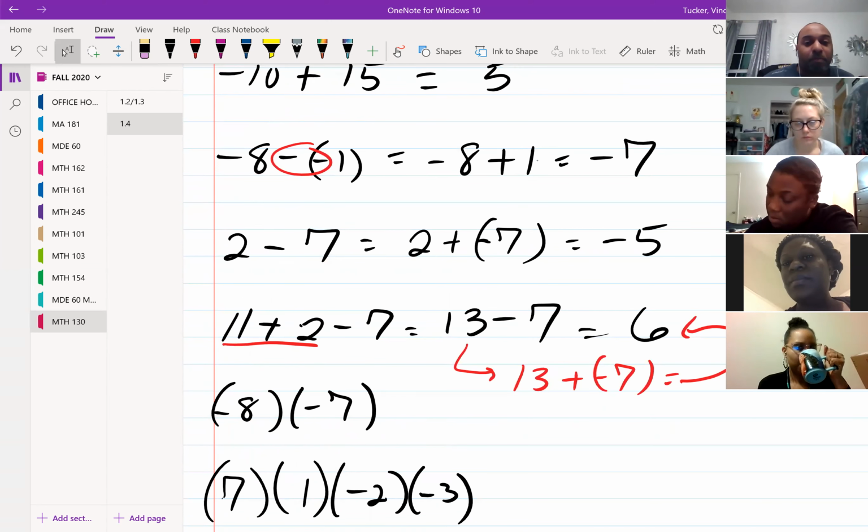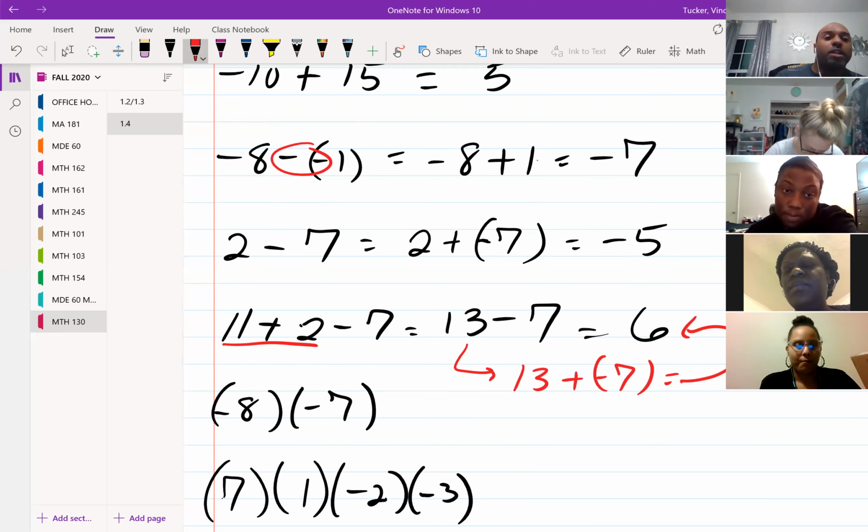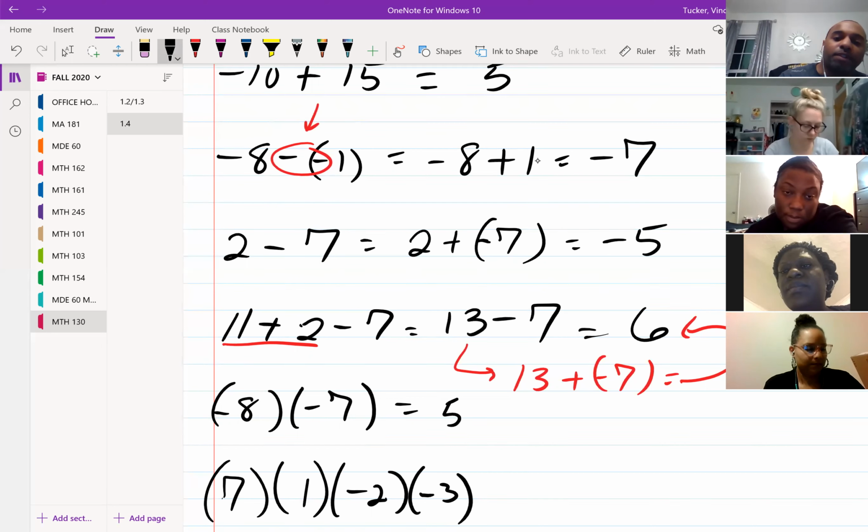So next one, -8 times -7. So negative times a negative is positive. That goes back to the same thought process right here. Negative times negative is positive. That's multiplication. So this result would be 56.